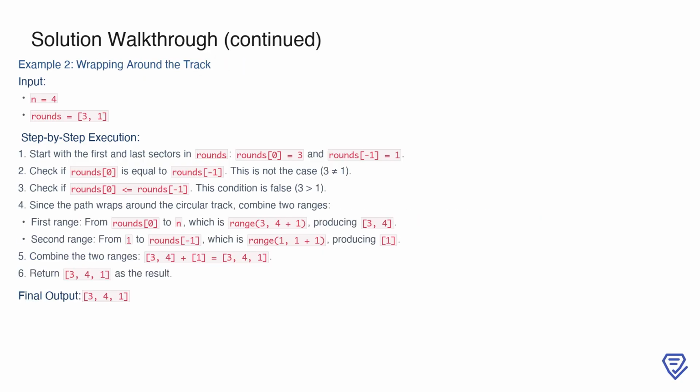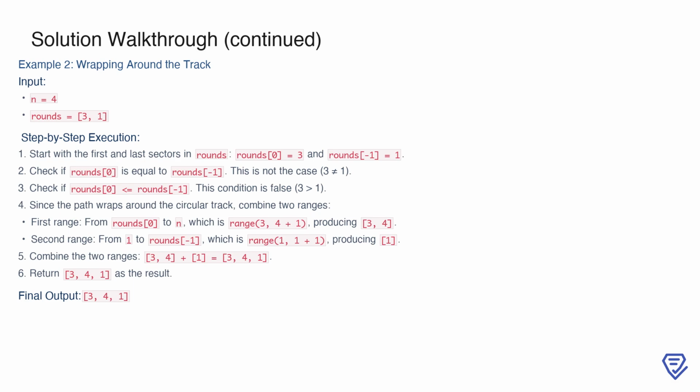Now, let's consider a case where the path wraps around the track. Here, the input specifies n equals 4, with rounds [3, 1]. This means the race starts at sector 3 and ends at sector 1. First, we identify the starting sector, rounds[0], which is 3, and the ending sector, rounds[-1], which is 1. Since the start sector is greater than the end sector, we know the path wraps around the circular track.